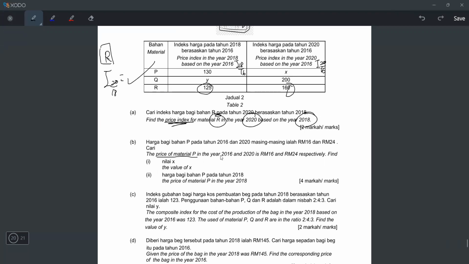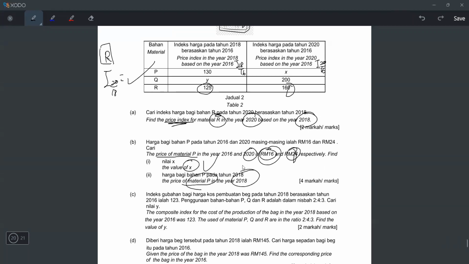And then B, the price of material P, 2016, 16 ringgit, 2020, 24 ringgit, X. Definitely use what formula? The first formula, the I formula, because I involve price already. So how to find X? So easy. Just take 24 ringgit divide 16 ringgit times 100, because the X is the I for 2020 over 2016 and they give you the price already. So easy, right?